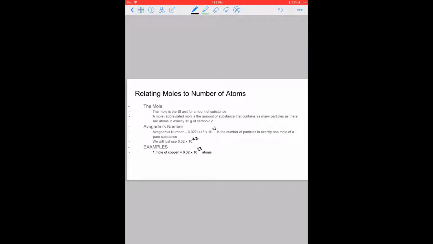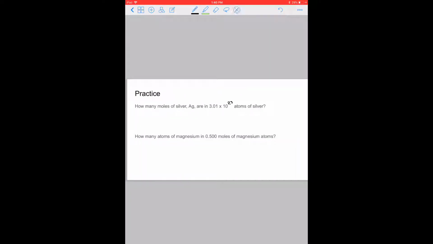Avogadro came up with this number, and essentially what it is it's a number where you have 6.02 times 10 to the 23rd atoms in every 1 mole of a substance. So for example, if you have 1 mole of copper, that means that you have 6.02 times 10 to the 23rd atoms of copper. Okay, so what this really comes down to is we will have to learn how to convert different amounts of atoms to moles. And we'll also have to be able to convert from moles to atoms.